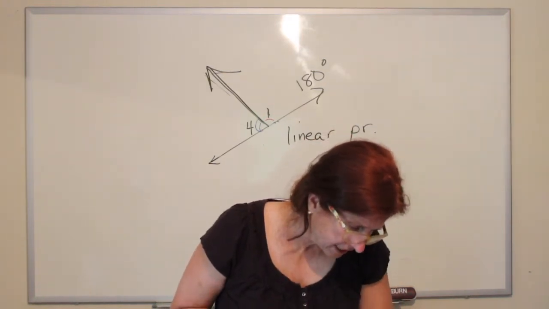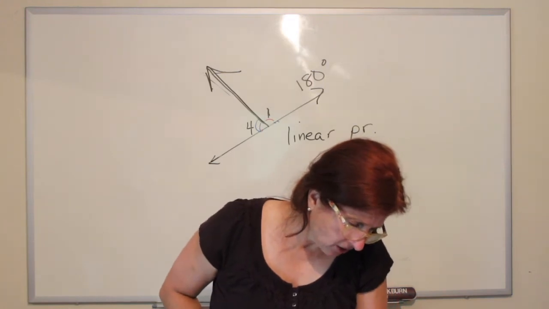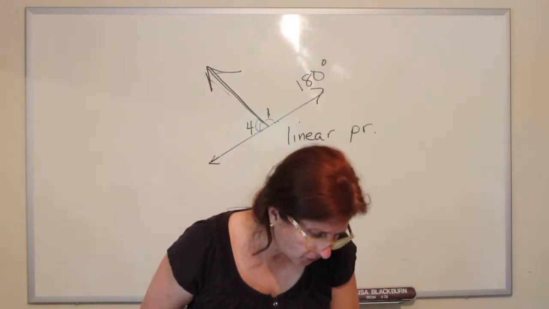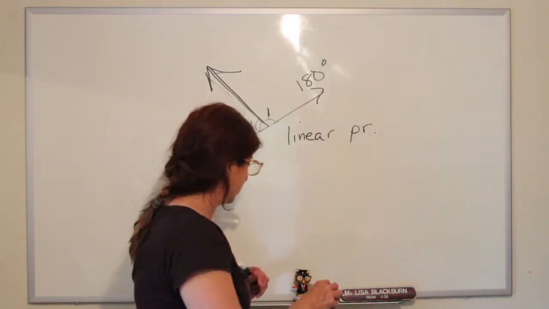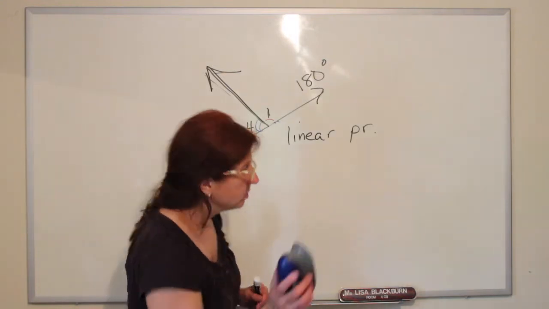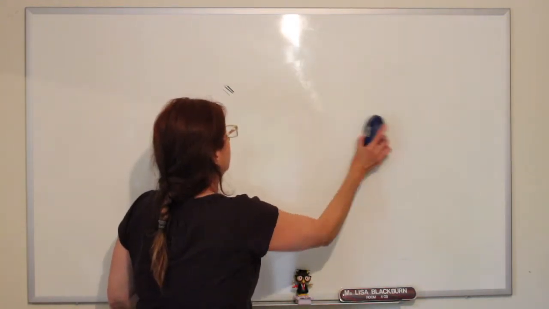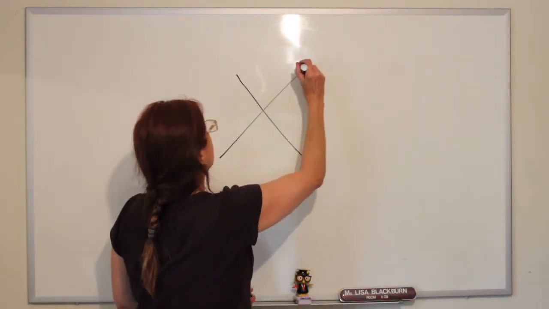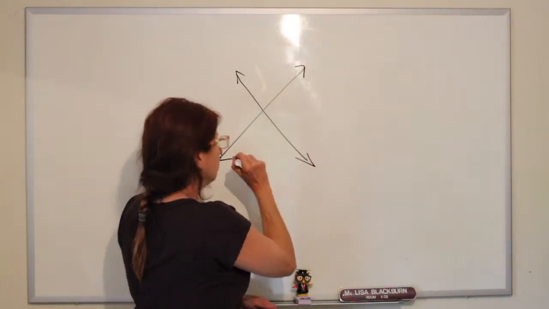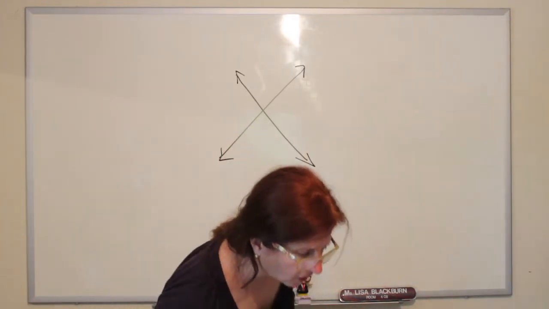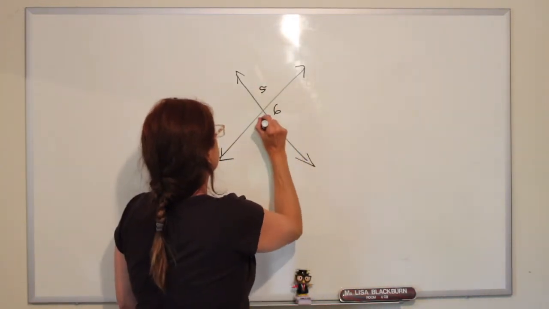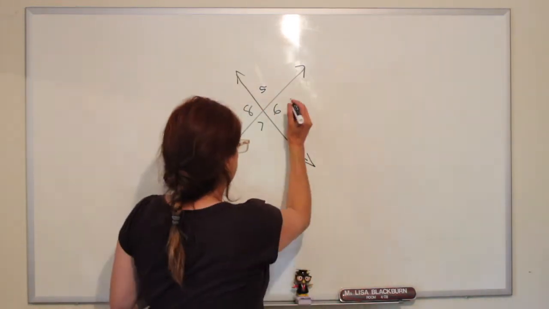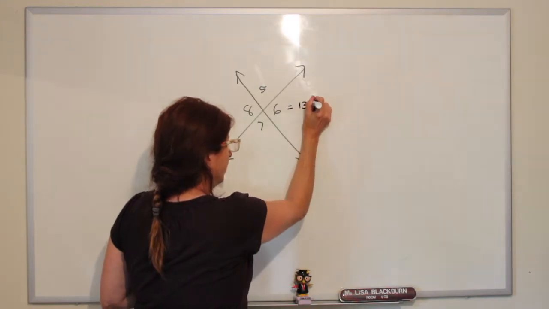Let's do this little example too. In the stair railing shown at right, angle 6 has a measure of 130. Find the measure of the other 3 angles. Okay? So I'm going to draw this up here. So we have 2 lines crossing, making vertical angles. And our numbers here are 5, 6, 7, 8. And they tell us that angle 6 equals 130 degrees.